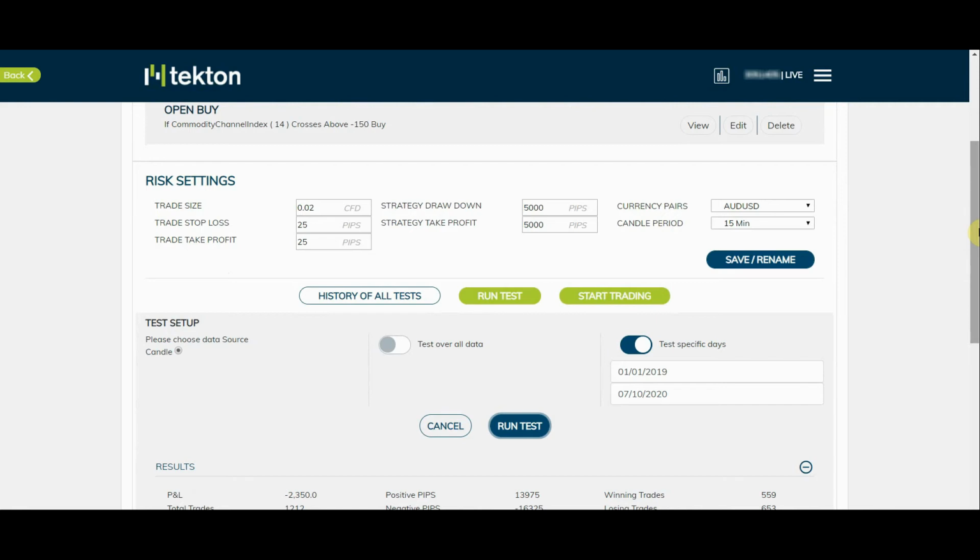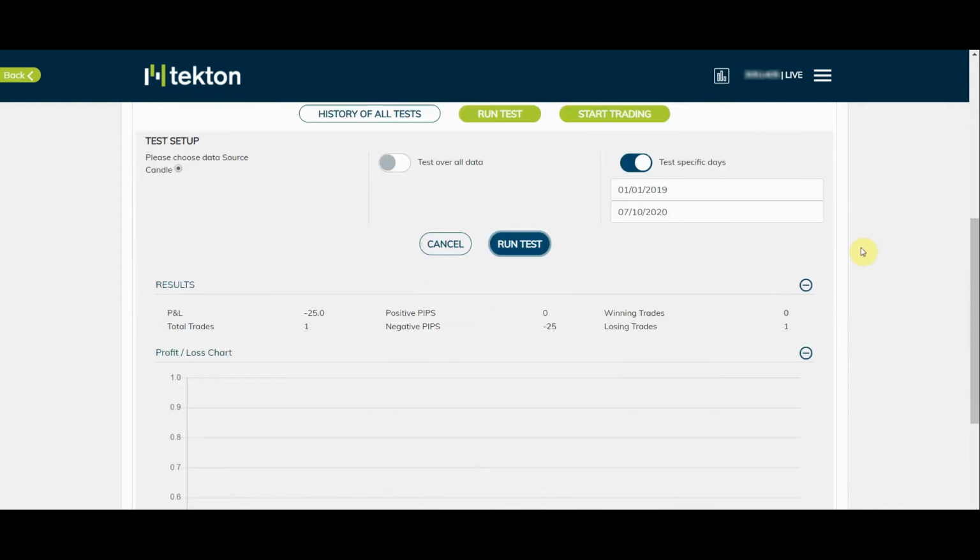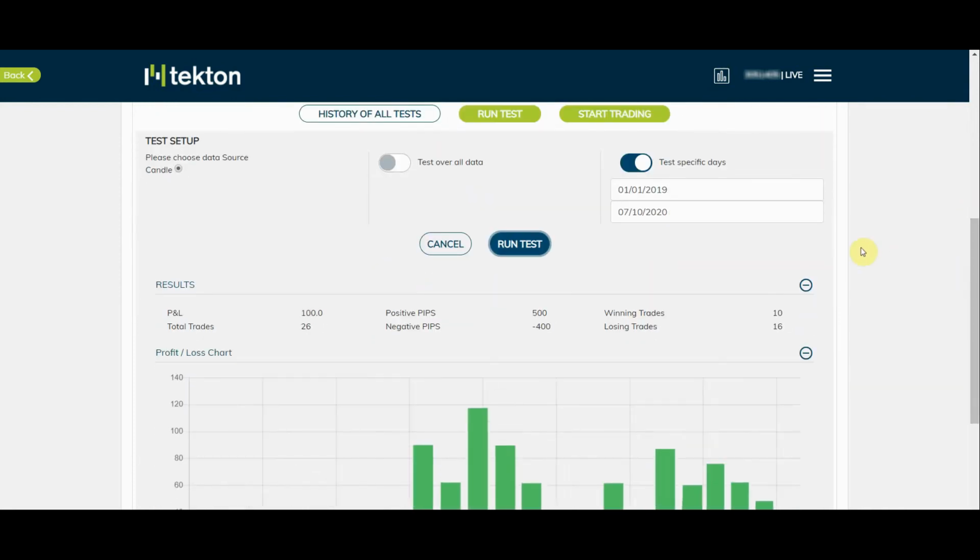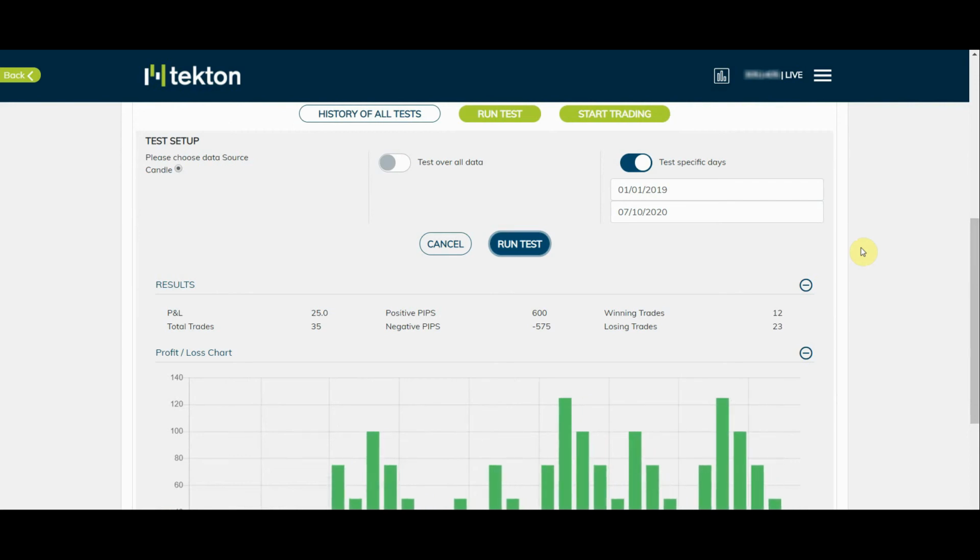Okay, so at this point you could say, well, let's go to a 30-minute time frame. Let's leave the stop loss at 25, but change the take profit to 50, and let's run that. So we've now amended the time period, and we've amended the stop loss and take profit. Now some of you might be thinking, well, hold on a minute. Why am I doing this? This takes time. I thought algo trading was supposed to save me time.